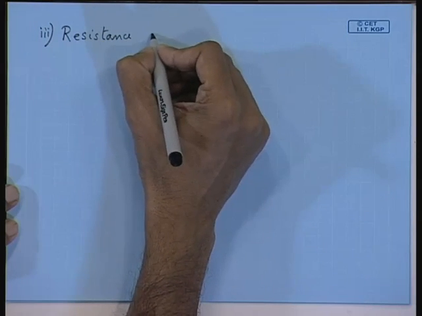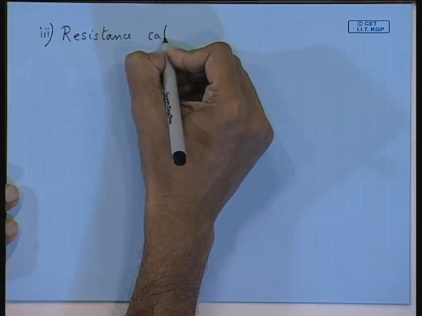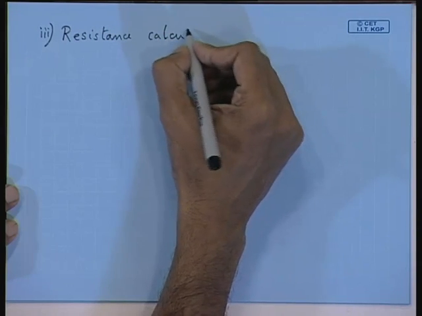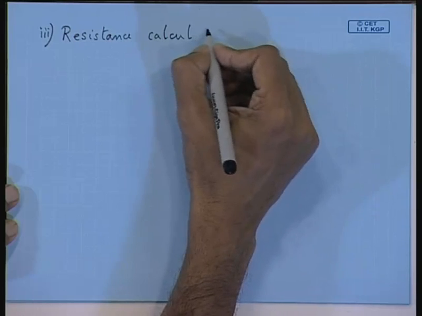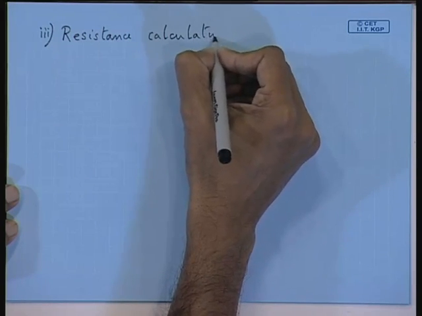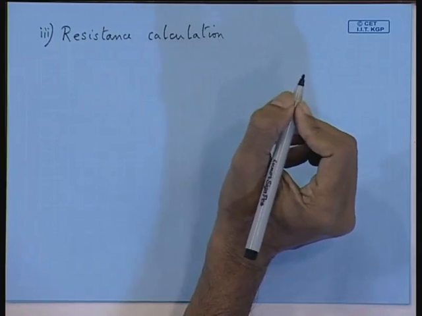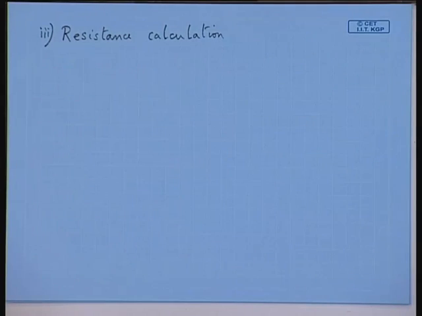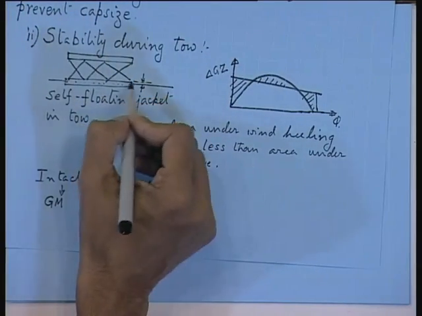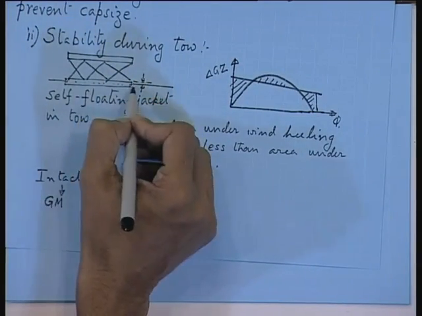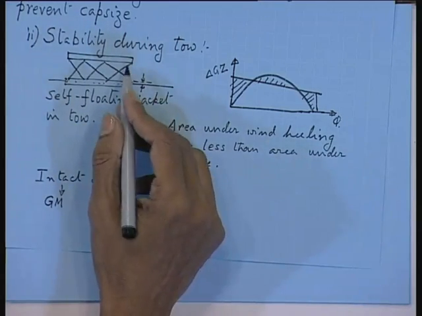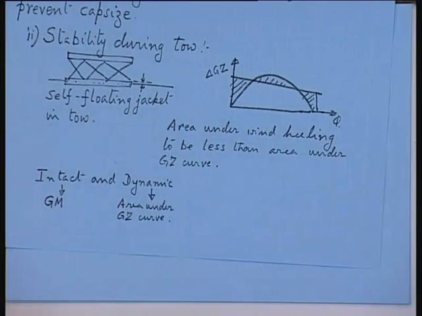So, all your naval architecture fundas are going to be tested just when you are transporting a jacket platform from shipyard to site. So, resistance calculation, that means you have to do, because the jackets are pretty huge and they are floating basically on two columns.